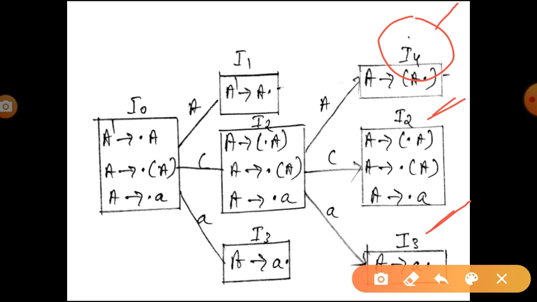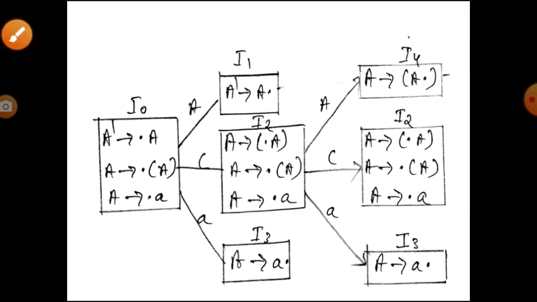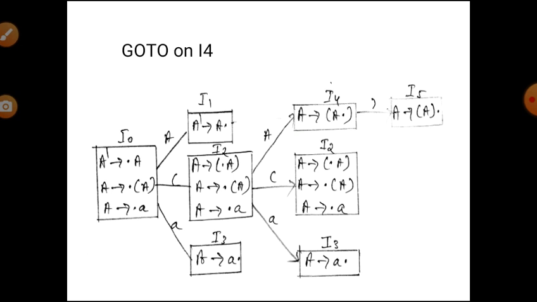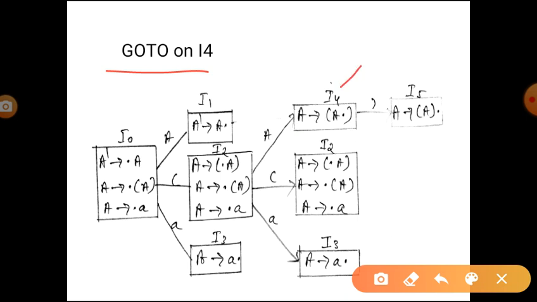From I4, can you derive a few more sets? How to find? You have to make use of the goto function, goto on I4. What do you mean by goto? Move the dot to the right by one position, that is, move the dot after the parenthesis. That is written here. You label this as I5. While labeling, you have to be sure that this item set doesn't match the previously obtained item sets. Now this doesn't match, so you label it with a new name, I5.